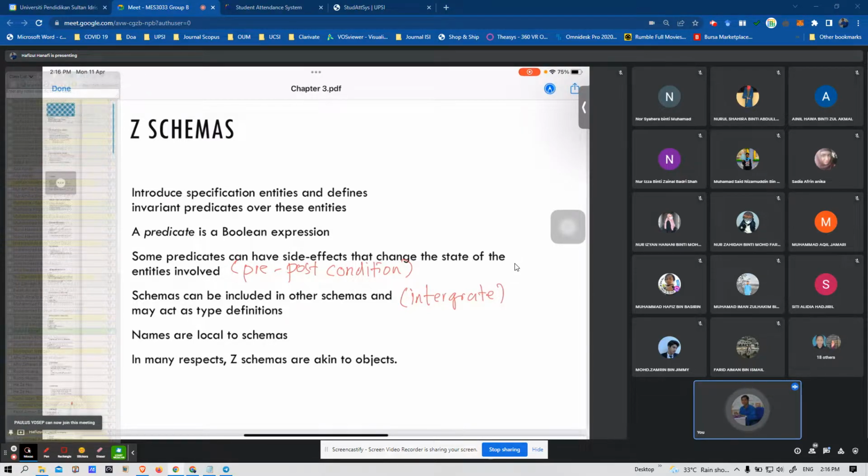Okay, and then we have names. Names are local to the schema in many respects. Z schemas are akin to objects. This one is similar to an object.